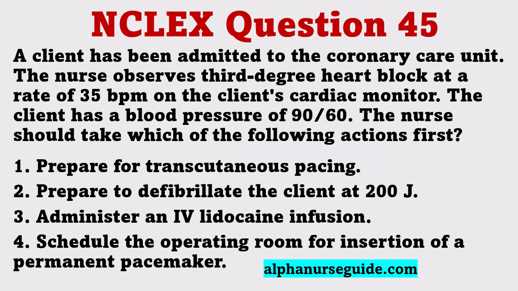A client has been admitted to the coronary care unit. The nurse observes third-degree heart block at a rate of 35 beats per minute on the client's cardiac monitor. The client has a blood pressure of 90/60. The nurse should take which of the following actions first? 1. Prepare for transcutaneous pacing. 2. Prepare to defibrillate the client at 200 joules. 3. Administer an IV lidocaine infusion. 4. Schedule the operating room for insertion of a permanent pacemaker.